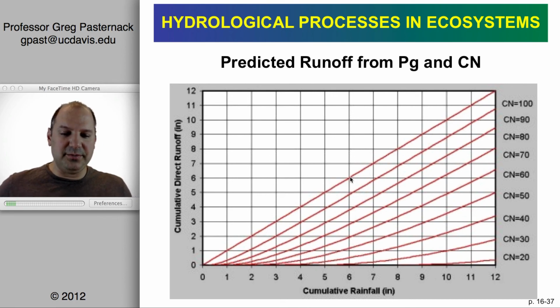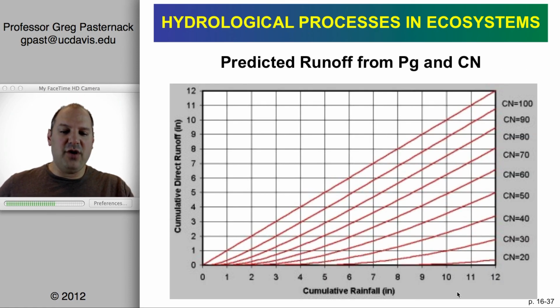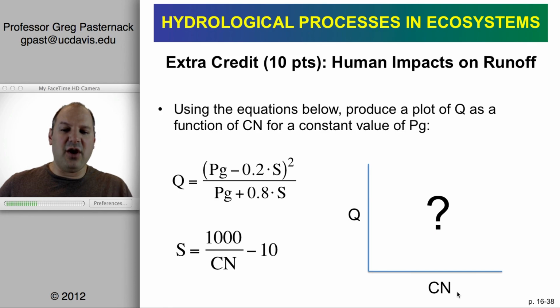Okay, so what I want to do is I'm going to give you an opportunity for extra credit in the class, which is take the equations that are shown on the slide and solve them to produce a graph with curve number on the x-axis and discharge on the y-axis. For the gross precipitation, why don't you pick a value of like 7 inches of rainfall, let's say, and for a range of curve numbers, find out what is the runoff.